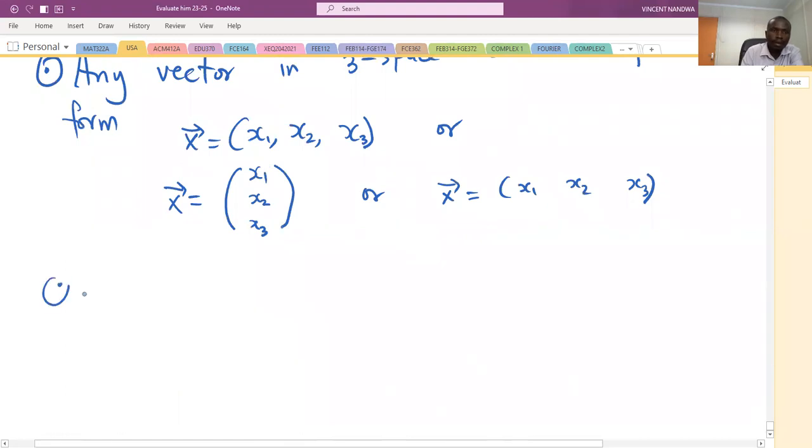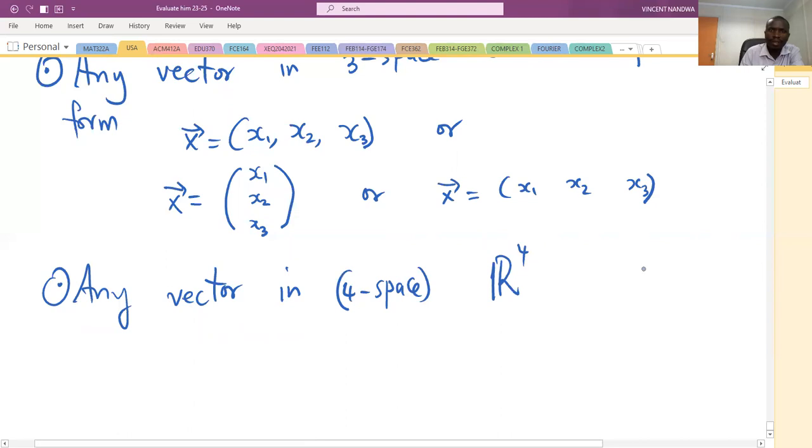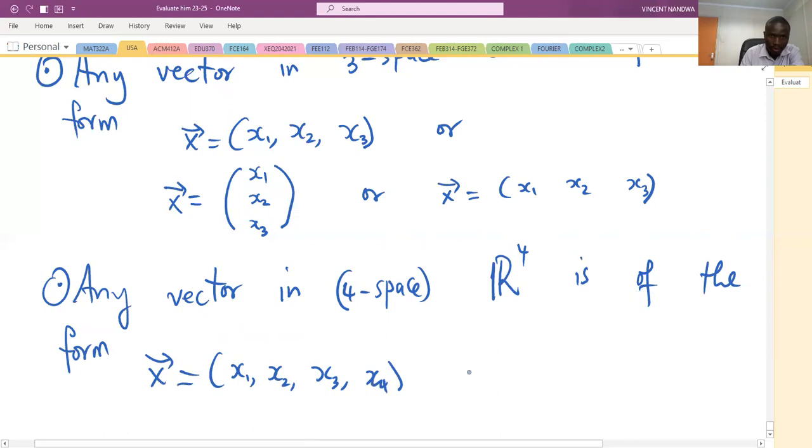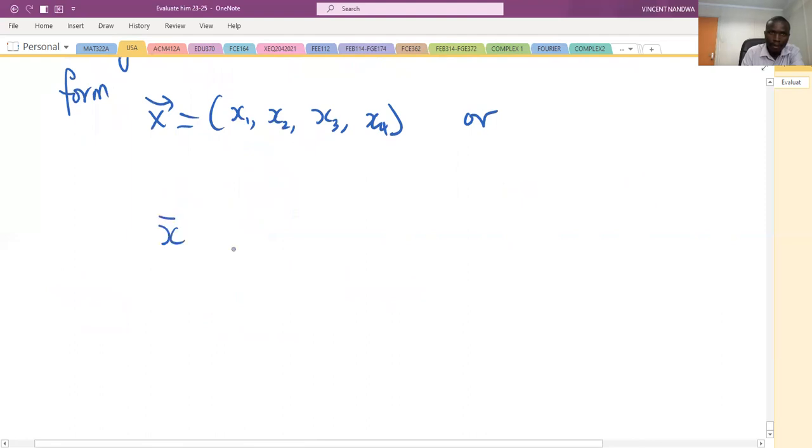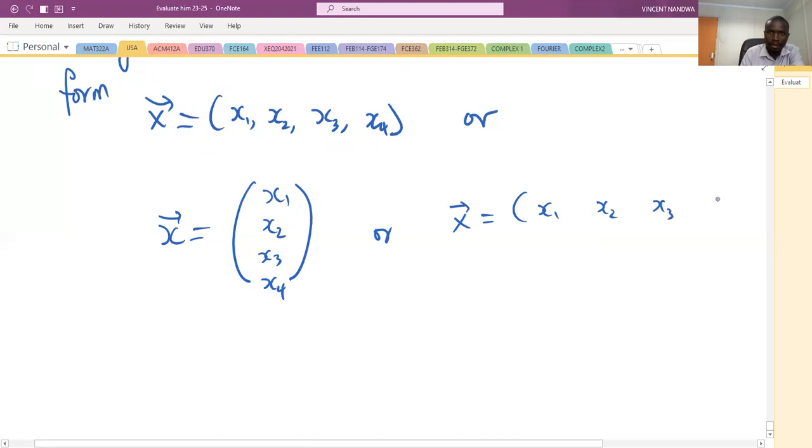Similarly, any vector in 4 space, that is R4, is of the form x equals x1, comma x2, comma x3, comma x4, or we can write it in column form, x equals x1, x2, x3, x4, or you can write it as x equals x1 x2 x3 x4.